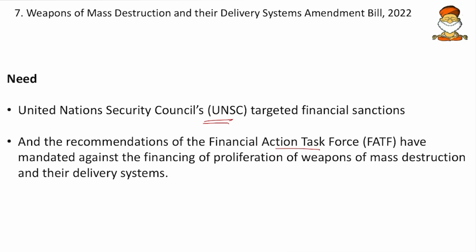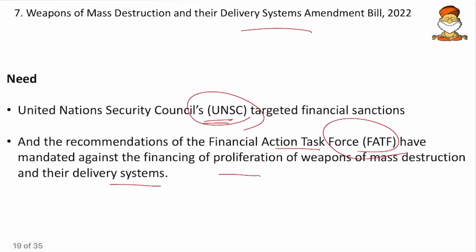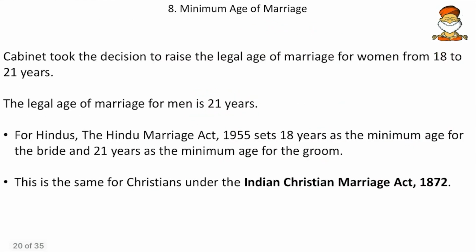And then the recommendations of the FATF mandate action against the financing of proliferation of weapons of mass destruction and delivery systems. So if India doesn't amend its laws, under FATF we will also be blacklisted, just like Pakistan. So that is why UNSC and FATF. These are the two driving forces for India to come up with this amendment bill. So that is about the bill.